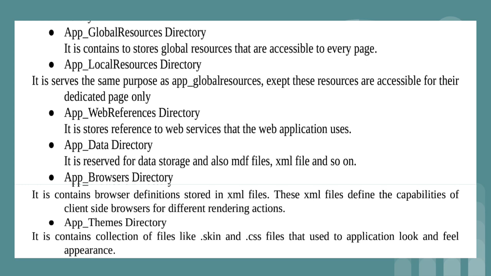Then we have the App_Data folder. This particular folder is reserved for data storage. It contains .css files, .mdf files, .xml files, so many different types of files which contain the data that are stored inside the App_Data folder.